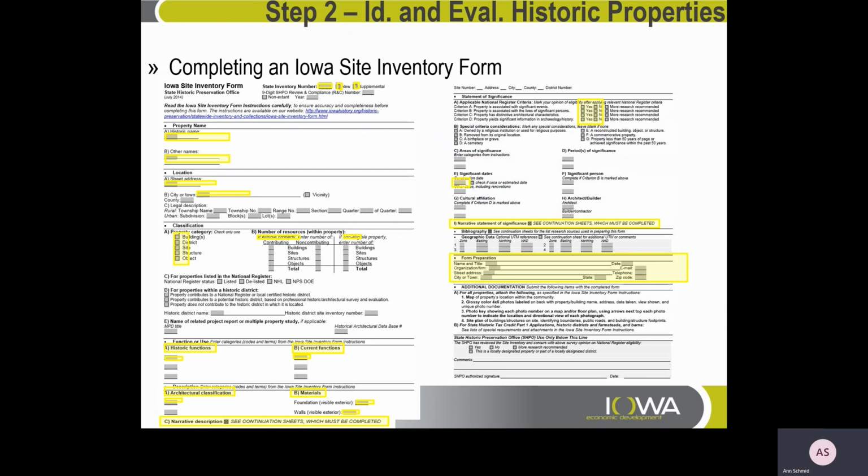This is just a slide to help you. I would hope that you would come back to this slide as you fill out an Iowa Site Inventory form to make sure that you're hitting all of those highlighted fields. Those are the required fields for information that we must have in order to document if a property is eligible or not eligible for the National Register. The instructions for this form are available again through the Department of Cultural Affairs.